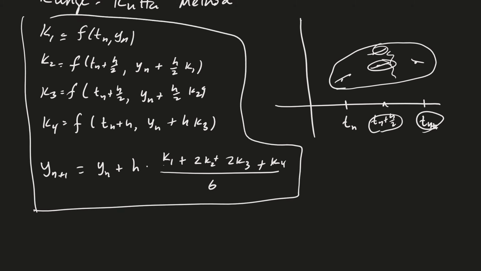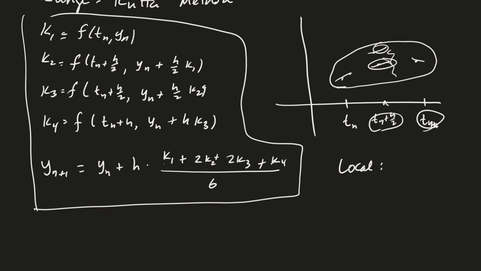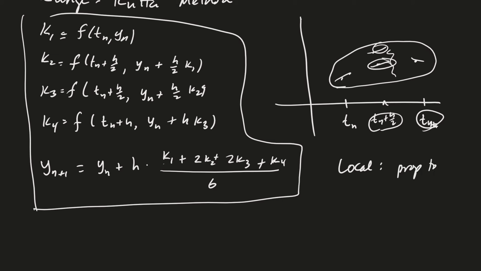And the Runge-Kutta algorithm, the local truncation error is proportional to h to the 5th. So that's a huge increase in our error, right? So our decrease in our error. And then the global is proportional to h to the 4th, and so this is called a fourth order method.